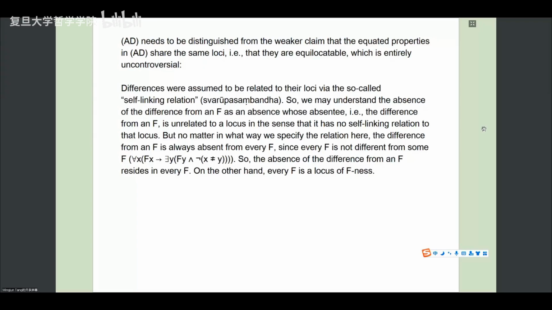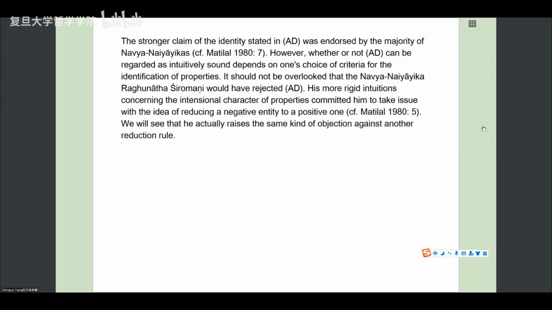On the other hand, every F is a locus of Fness. So it's totally uncontroversial that the absence of the difference from an F and Fness share the same loci. But it is something else to say that these two properties are identical. Let's take the next slide.